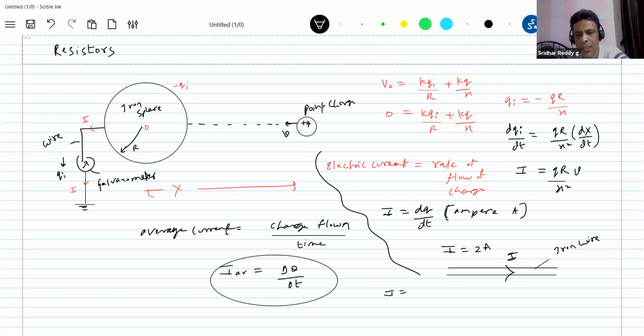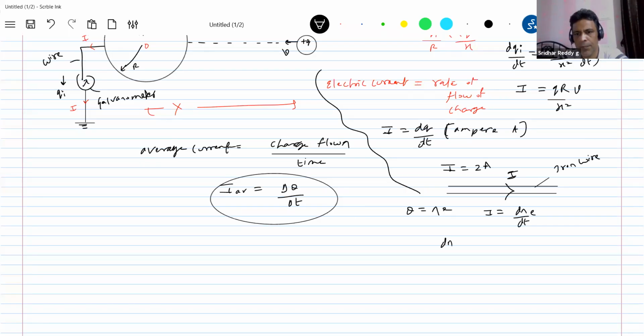I is equal to charge. Q equal to N into E, where E is the charge of the electron. So how many electrons are flowing per second? Therefore I should be equal to dN by dt into e. So dN by dt will be capital N, you write it.